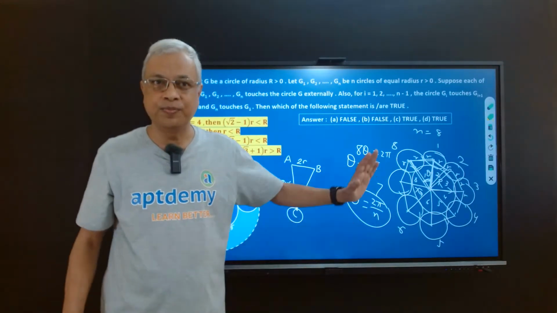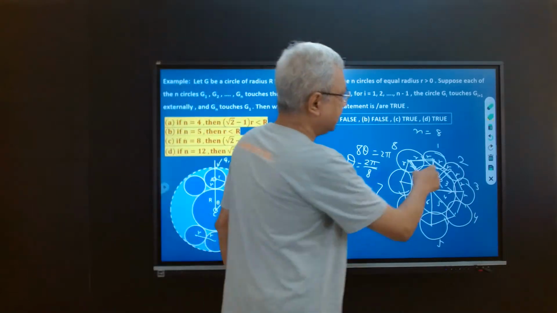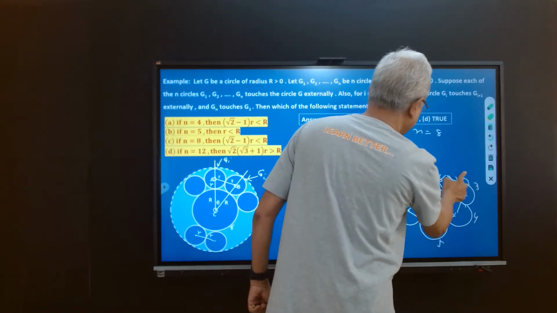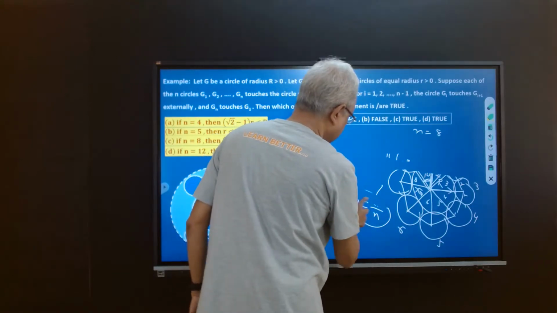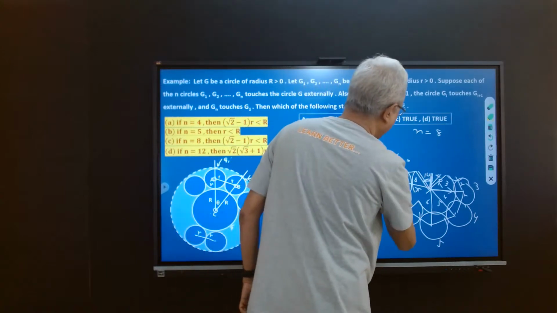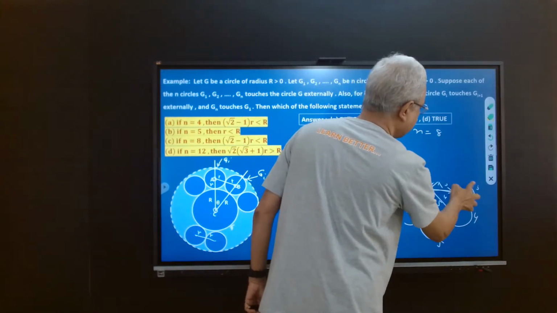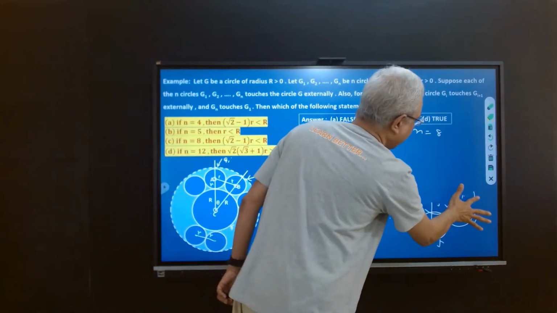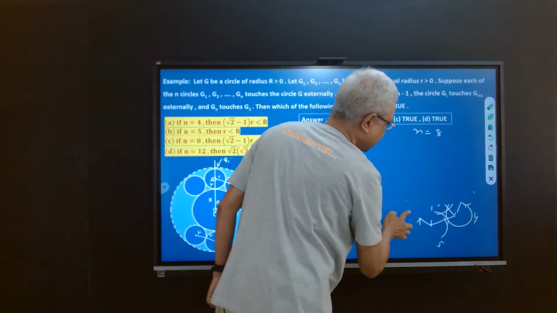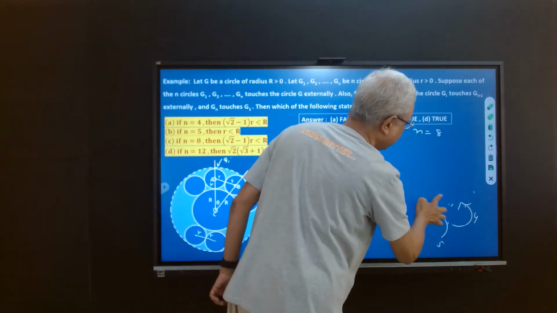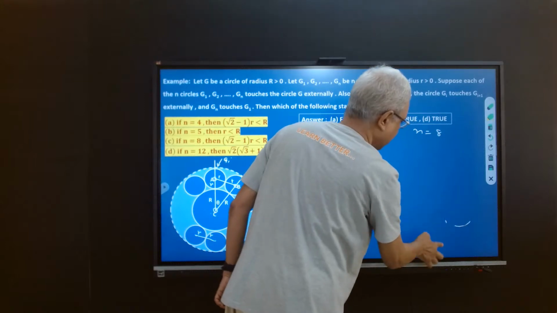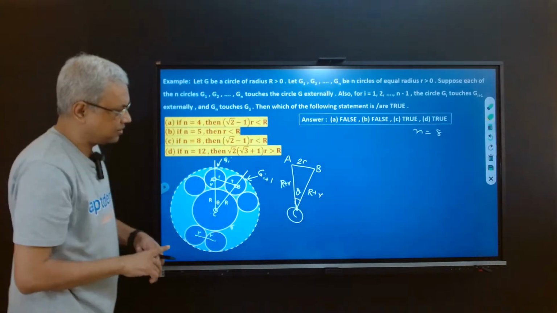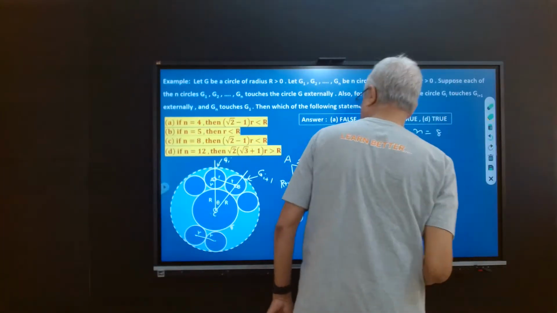Up to this, I hope there is no doubt. Even if you have any doubt, you can write to us through many channels. We can further clarify. Okay, so we have understood that these angular strips make angle theta, which is 2 pi by n, at the center of circle capital G. This is the center of circle G. Here the angle made, theta, is equal to 2 pi by n.